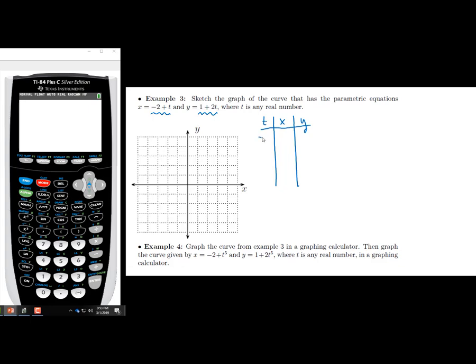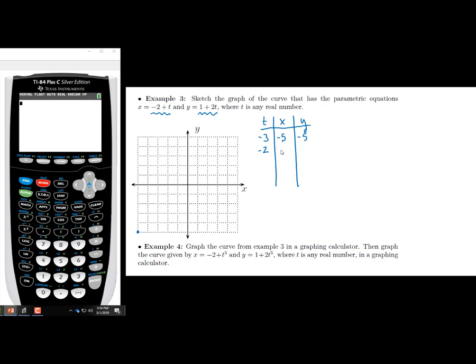Let's go ahead and pick -3 for t, because a -3 would give me a -5 for x, and that's the furthest to the left the graph is showing. So I'd get -5 for x, and then I plug in a -3 in here. I get 1 plus -6, which gives me -5 for y as well. So I'm over here at x equals -5, y equals -5, way down here in the lower left corner of the grid. All right, so let's do some more here.